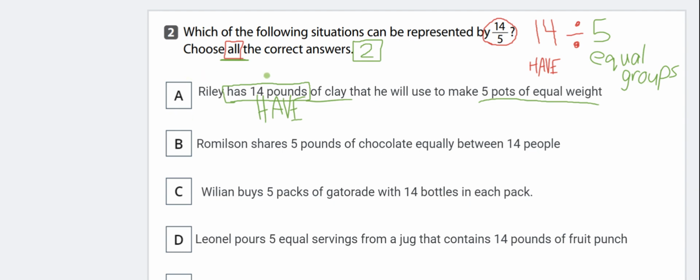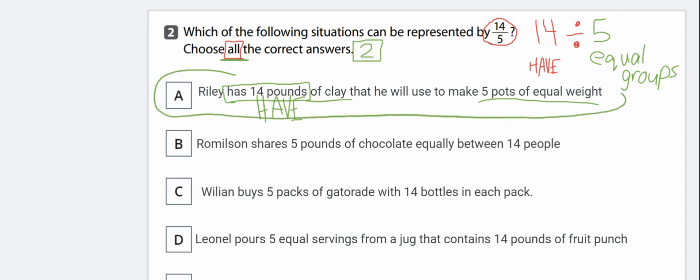So I'm going to choose this one as one of the correct answers because I have 14, and it has 5 equal groups. So let's see here at B.